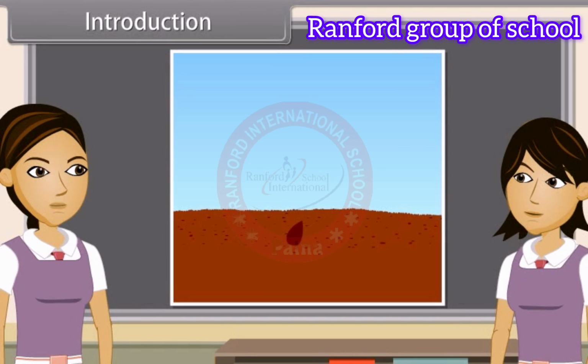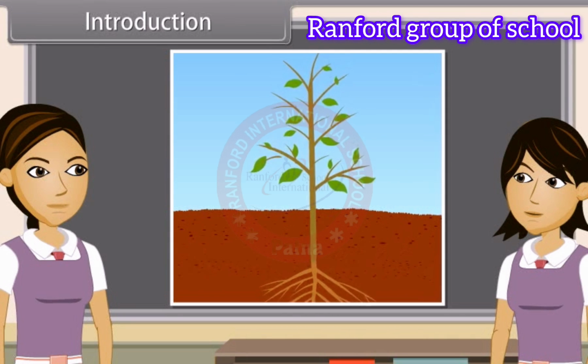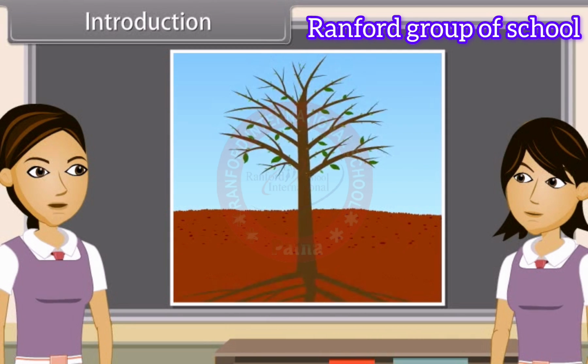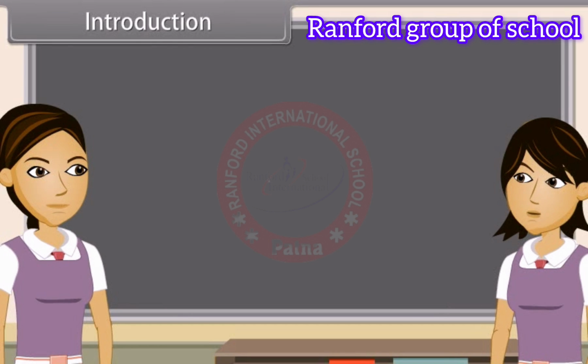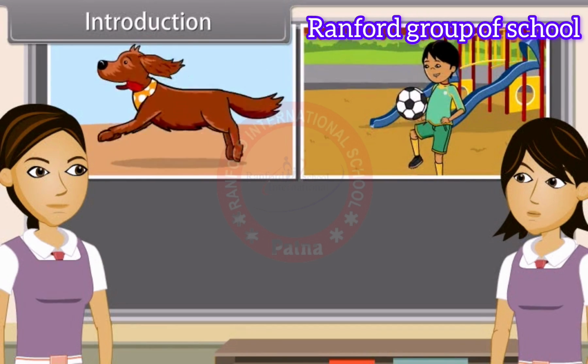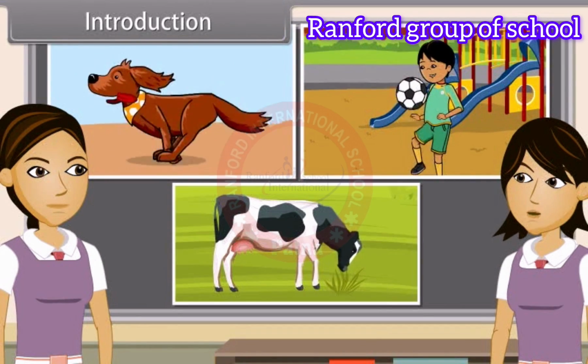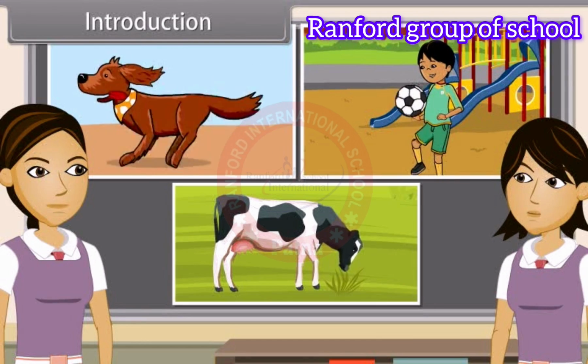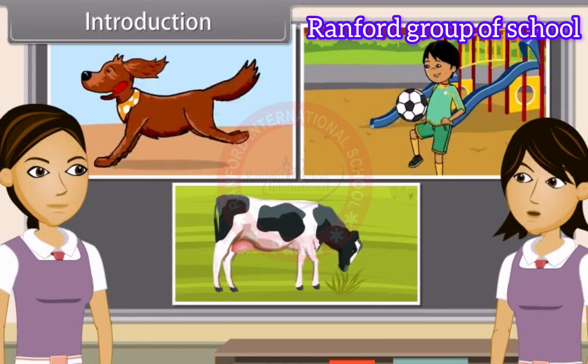This movement can be due to growth, as in plants, a seed germinates and grows. This movement in plants is stopped after a particular time. On the other hand, in animals and some plants, these movements are not connected with growth. Some examples of it are running of a dog, playing football of children, and chewing cud of cows. These movements are not related to growth.